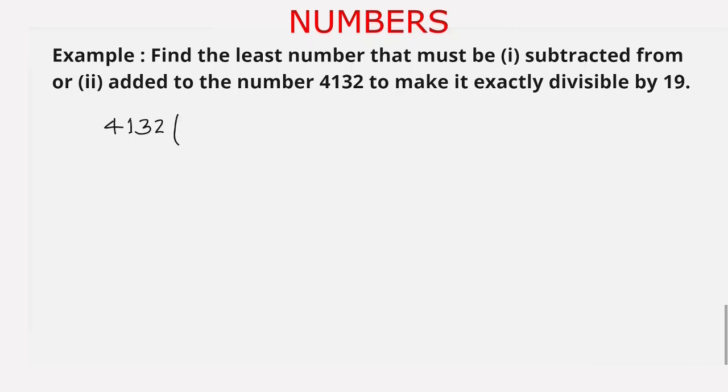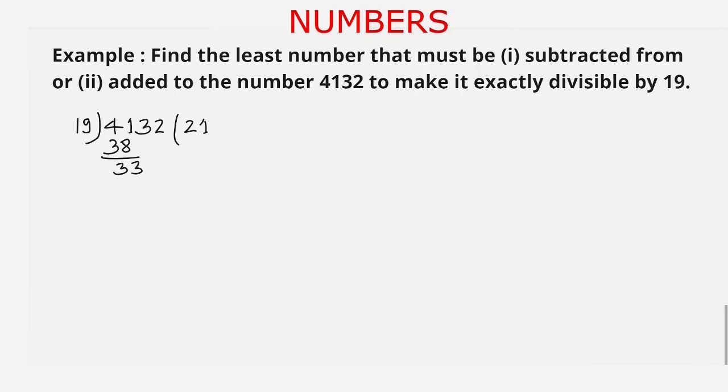4132 is divided by 19. So we will take 41 first, the first two digits of 4132. 19 times 2 is 38, and 38 when subtracted from 41 leaves 3. We carry 3 from the 4132.